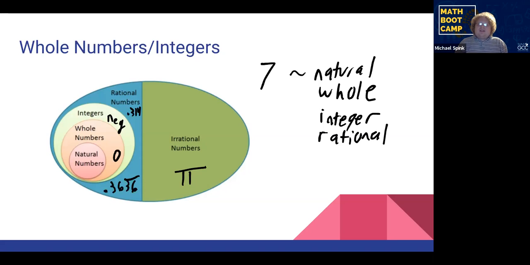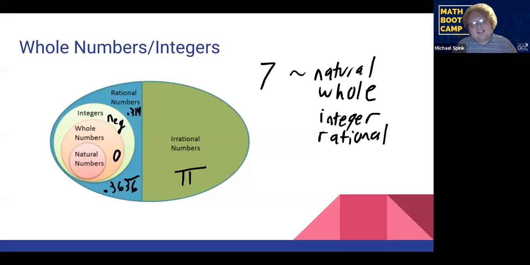Rational numbers are numbers that typically, if you think of the word ration, it's a certain part of a whole. Anything that you can write as a fraction is a rational number. So you'll see that we have 7 written here, and that it is rational. Well, what the heck? Well, 7 divided by 1 is 7. We can write it as a fraction, so it is rational.